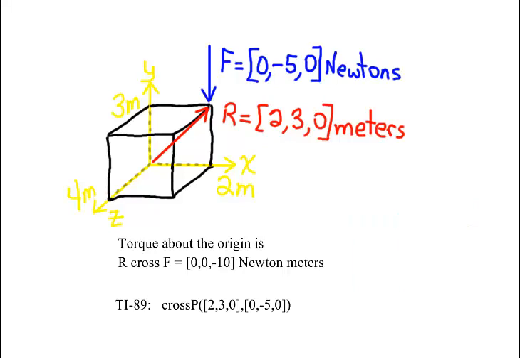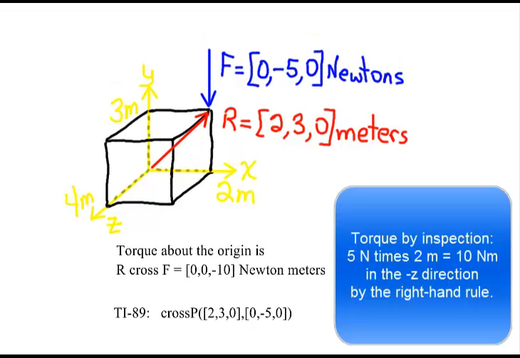It can be done with the TI-89 calculator as well. There is the TI-89 function that will calculate the torque about the origin. Torque by inspection is also possible. 5 newtons times 2 meters is 10 Newton meters in the negative z direction by the right-hand rule.